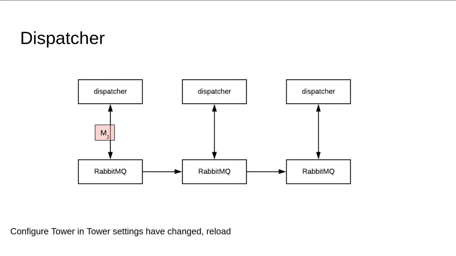The second class of messages we have is the broadcast message. In this case, Tower Node 1 is sending out a message for all Tower nodes to reload their configure tower and tower settings. So in that case, yes, the message needs to go to all the different nodes. Those nodes handle that message, restart their services, and reload the configure tower and tower settings.